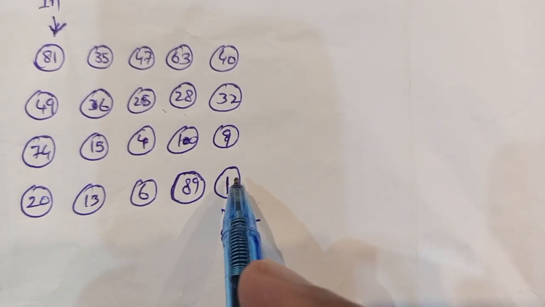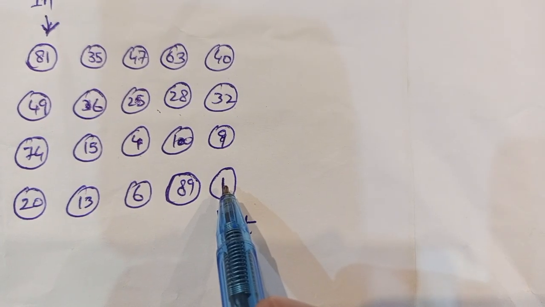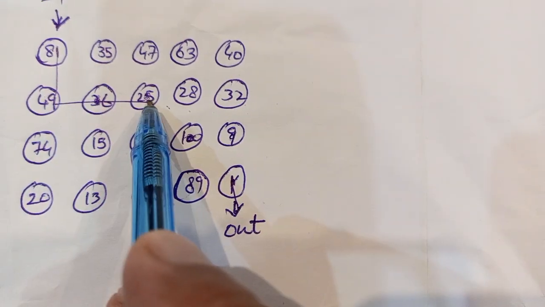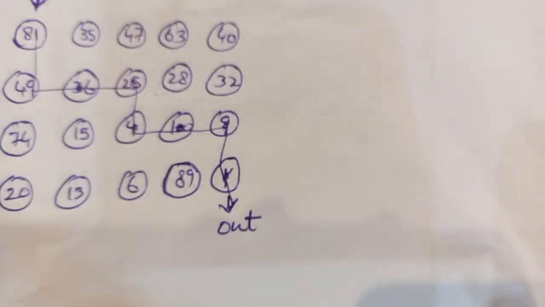One is itself a square. So we follow this path to make our way out of this puzzle.